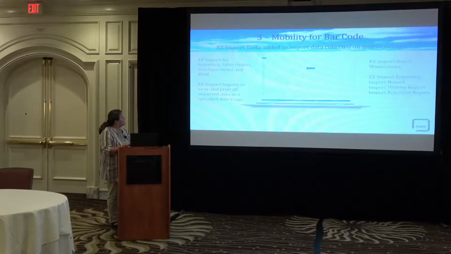It's now named Easy Import. You can do inventory, sales order, purchase order, bill of material imports just like you could before. There's an Easy Import inquiry for viewing and printing. There is an Easy Import reject maintenance screen which comes up in a grid, and you can delete entries in there that aren't valid before you do your update. You also have specific reporting for the imports, the history, and the rejections.